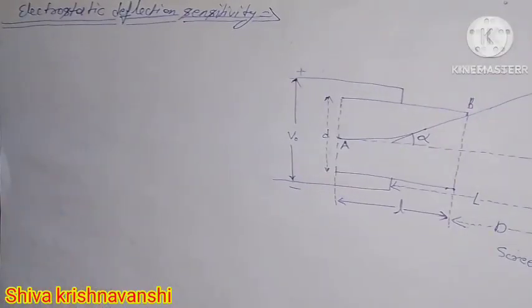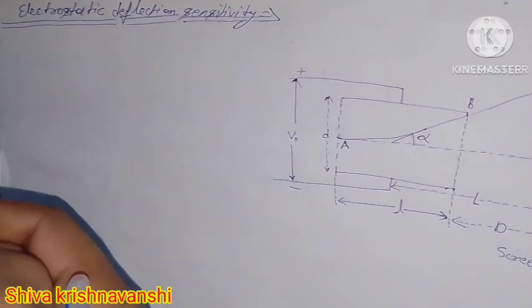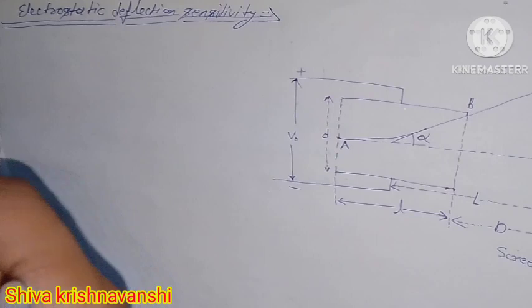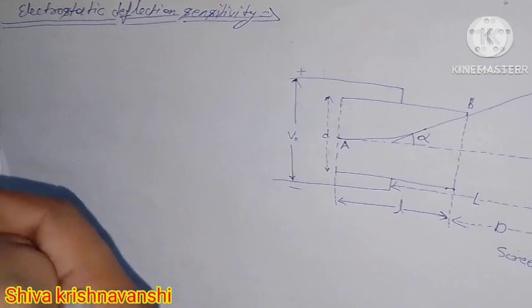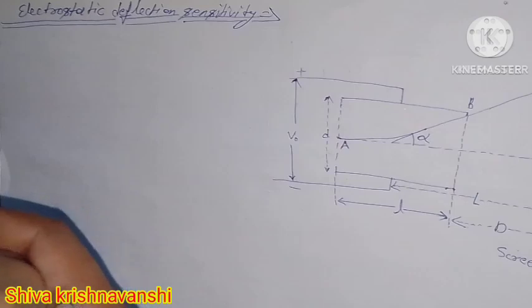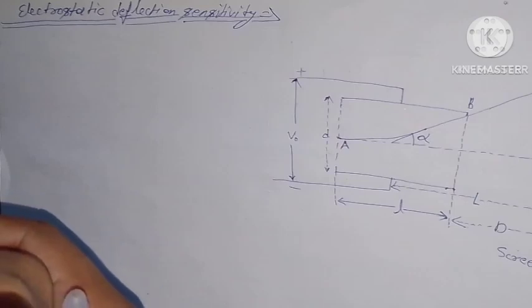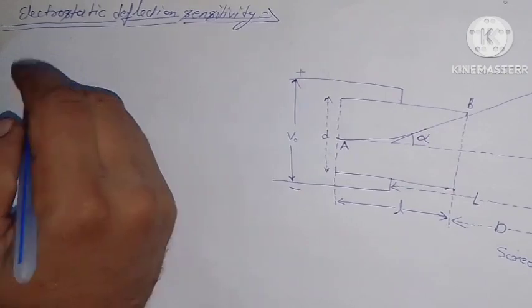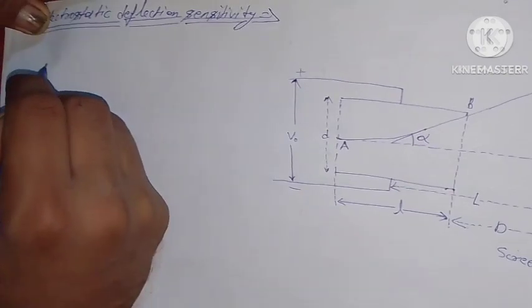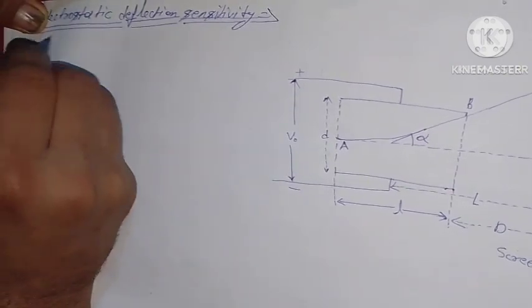The deflection sensitivity of an electrostatic deflection cathode ray tube is defined as the amount of spark deflection on the screen in mm per volt potential difference applied between the deflecting plates. It is expressed in mm per volt. Okay.